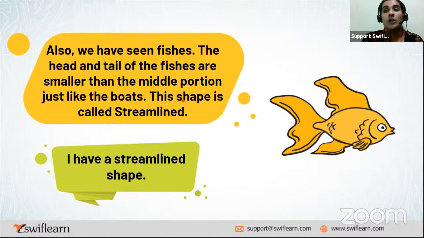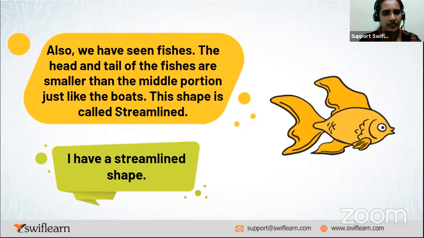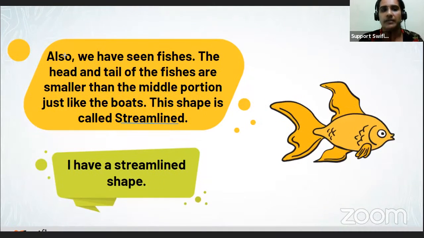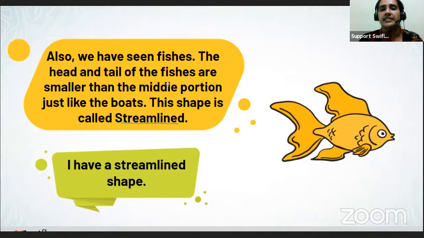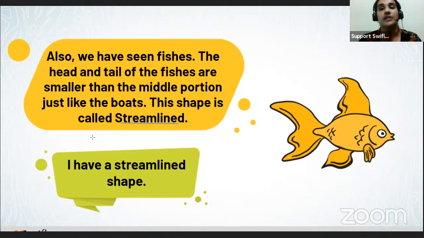This shape is called streamlined. It is a new word for you. It is an important one also. So this is streamlined. You have to know this. We can see that the head and tail of the fish are smaller than the middle portion, just like the boat. The shape is called streamlined.